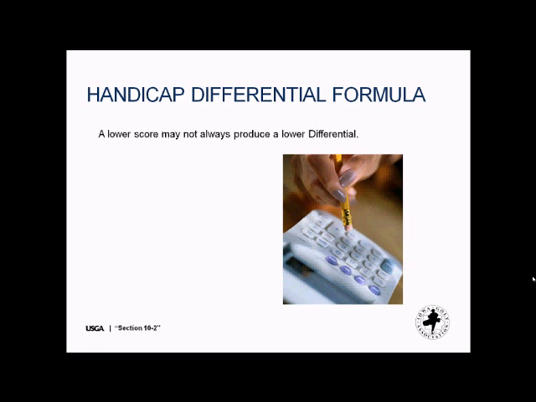A lower score doesn't always produce a lower differential. Here we have three different examples, and the example in the middle, the score with the 97 was the highest. The golfer also shot 95 and 90, but you can see due to a higher course rating and a higher slope rating, the differential is lower than the other two. The 18.7 differential is the best score for the golfer of the three.